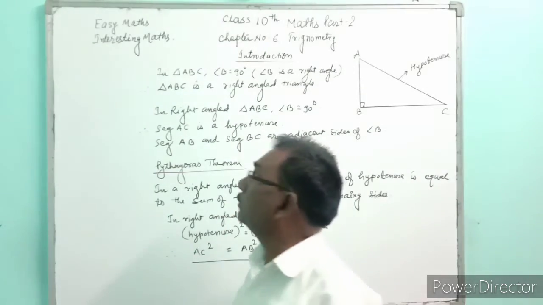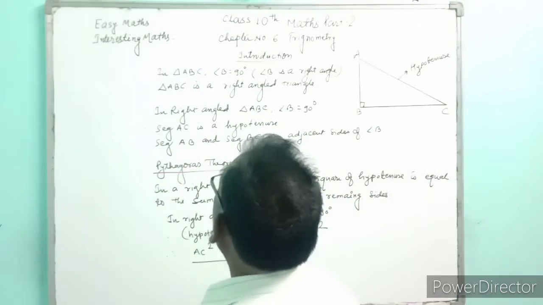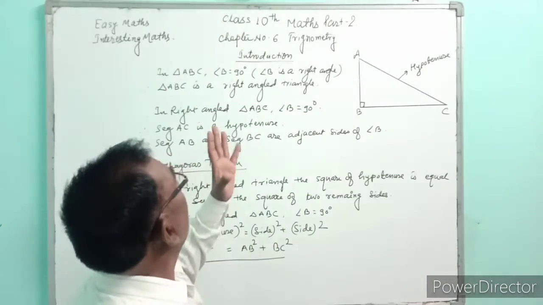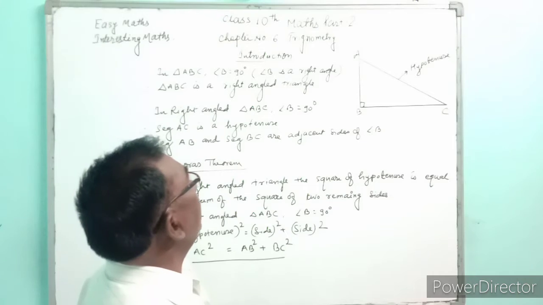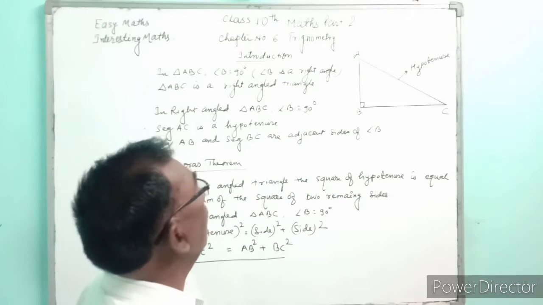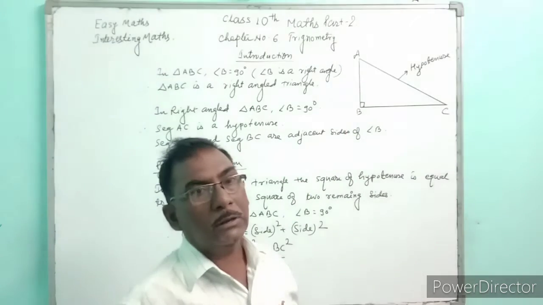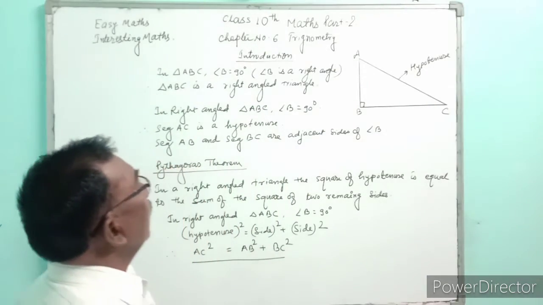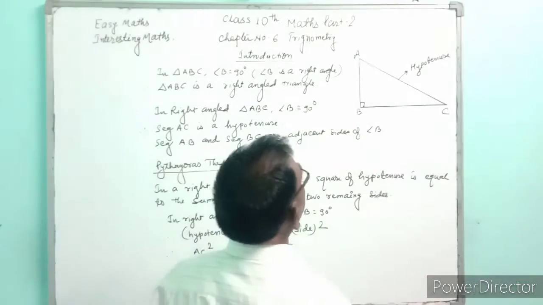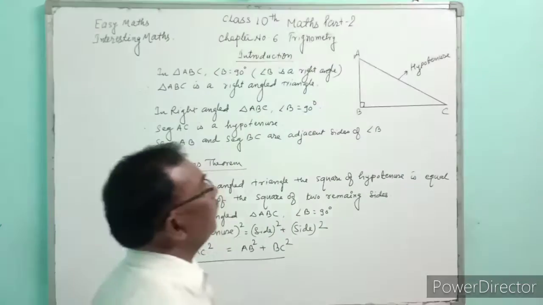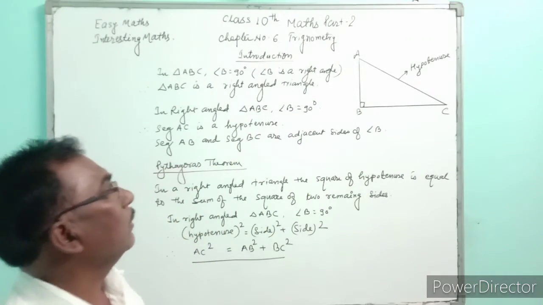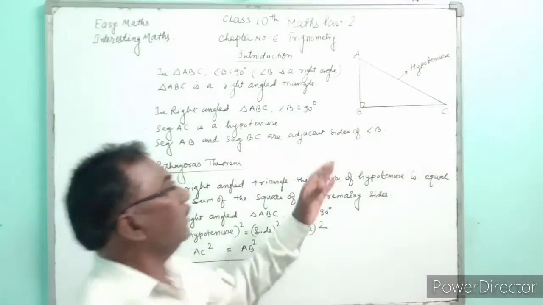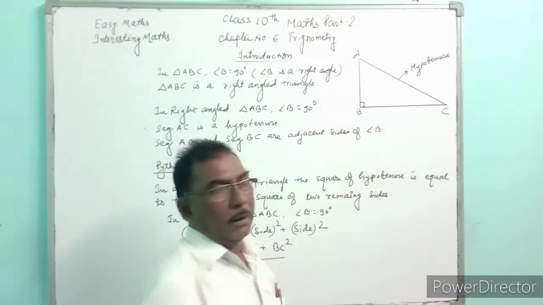Today we are studying chapter number 6, trigonometry. Trigonometry is related only to a right angle triangle. This is a right angle triangle. In triangle ABC, B is a right angle. Therefore, it is a right angle triangle.